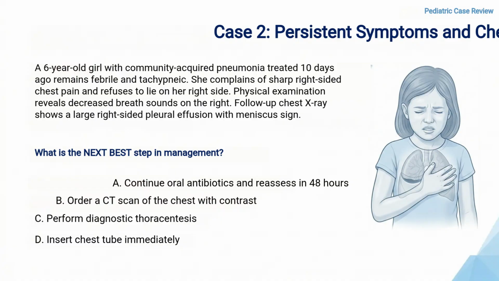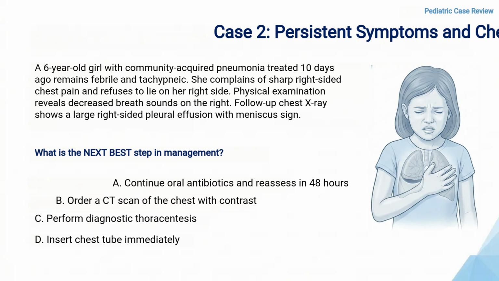antibiotics. Case 2. A 6-year-old girl with community-acquired pneumonia treated 10 days ago remains febrile and tachypneic. She complains of sharp right-sided chest pain and refuses to lie on her right side. Physical examination reveals decreased breath sounds on the right. Follow-up chest X-ray shows a large right-sided pleural effusion with meniscus sign. What is the next best step in management?